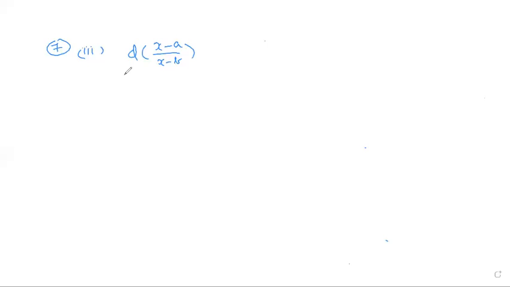Okay? With respect to x. One time see the formula. What is the formula for the derivative of u by v? It is (u dash v minus u v dash) by v square. Here u dash means derivative of u, v dash means derivative of v. That is the formula of u by v.